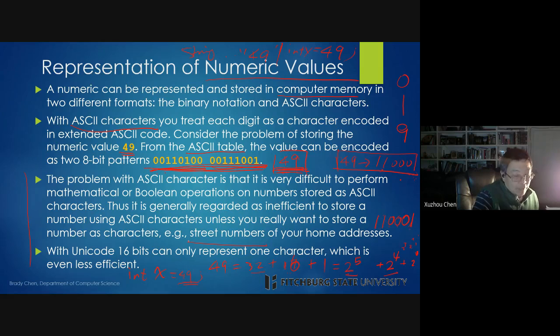Honestly, it's less efficient, because for 49, if you use the binary representation, you just need 5 or 6 bits. But here, each character is going to use 8 bits, so 2 digits use a total of 16 bits. That's just for extended ASCII. If you use Unicode, the 4 is going to have zeros before it, and the second digit also has zeros before its sequence, so you're going to use a total of 32 bits.